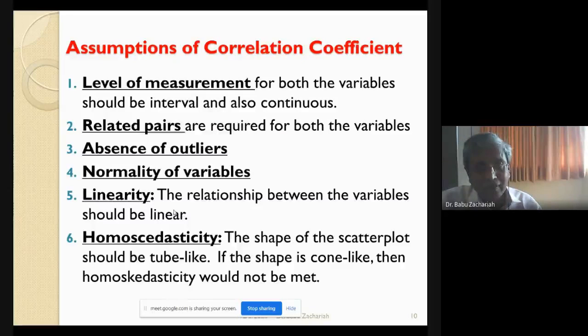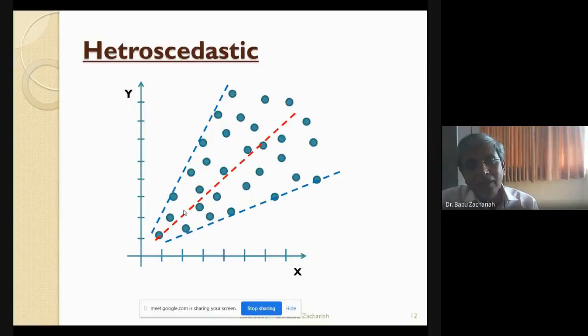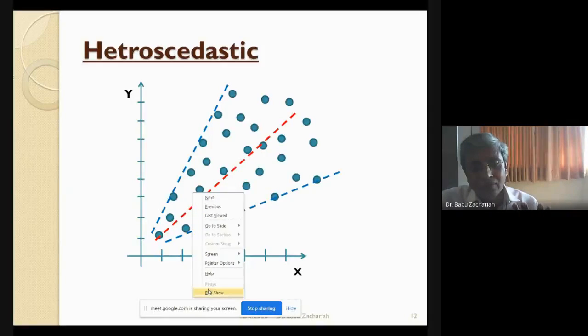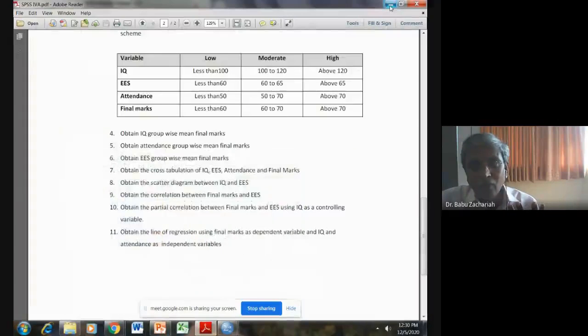For example, if this is that type, then we will say it is homoscedastic. We can calculate correlation coefficient. If this is the type, we call it heteroscedastic. We cannot calculate correlation coefficient there. So we will just stop it here for the time being, and we'll go into the problem.